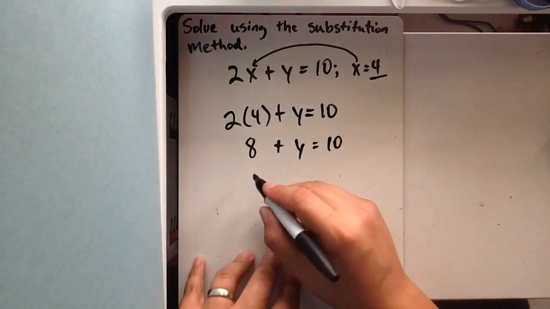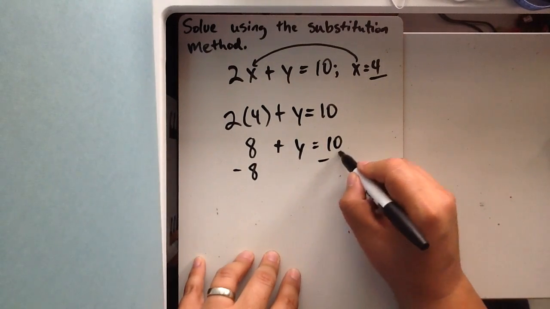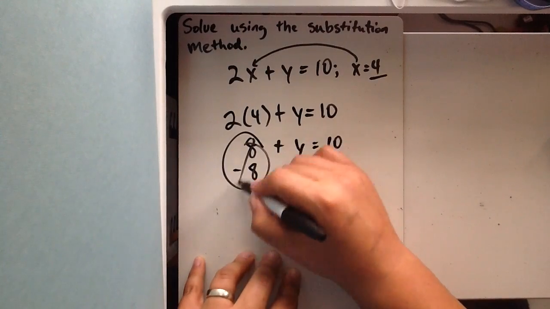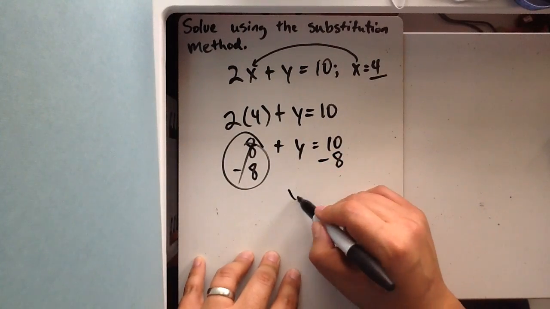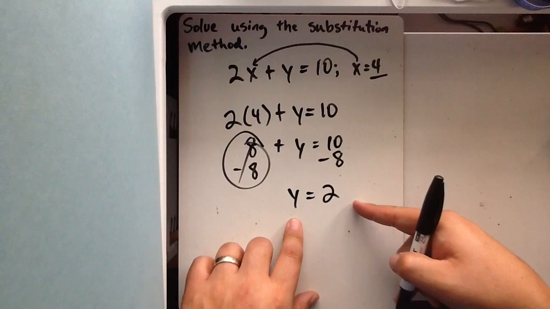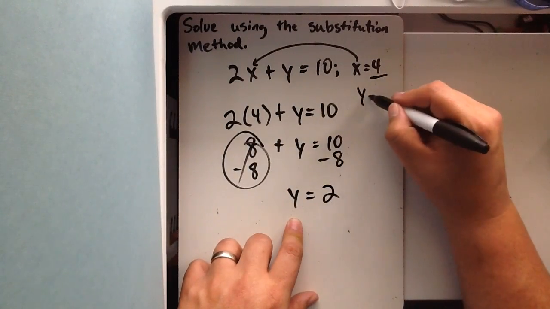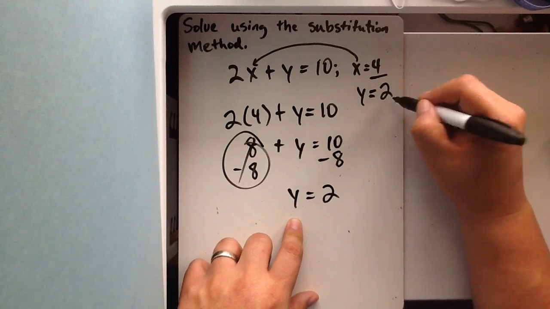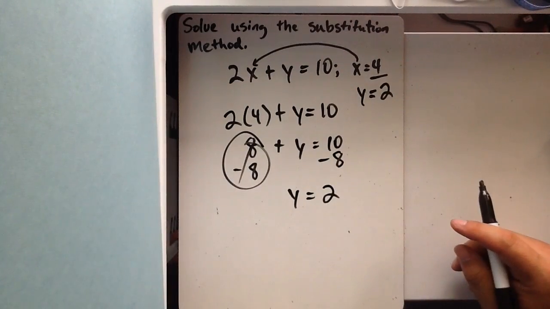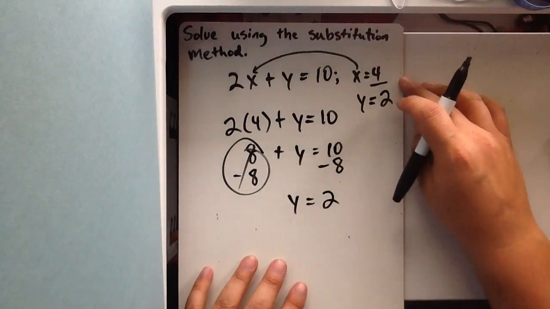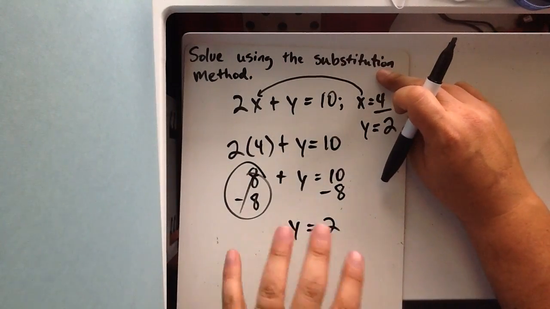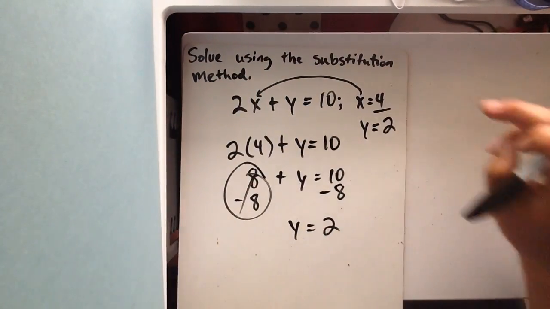Move this up a bit. I subtract 8 from both sides, or take away 8 from both sides. I have a 0 pair. This is positive y, and I'm left with 2. So now my answer is, for this equation, x equals 4 when y equals 2, and that would equal 10. Again, just using the idea of the word substitution. We haven't really jumped into the substitution method, just the idea.